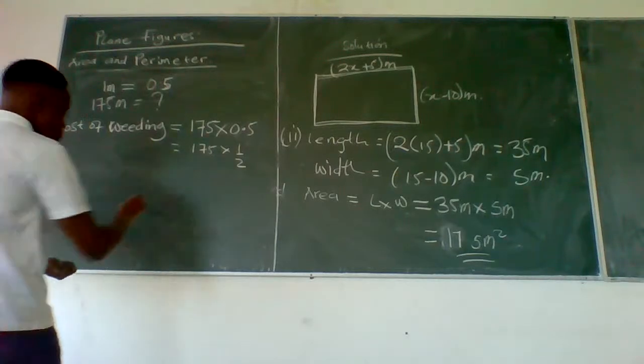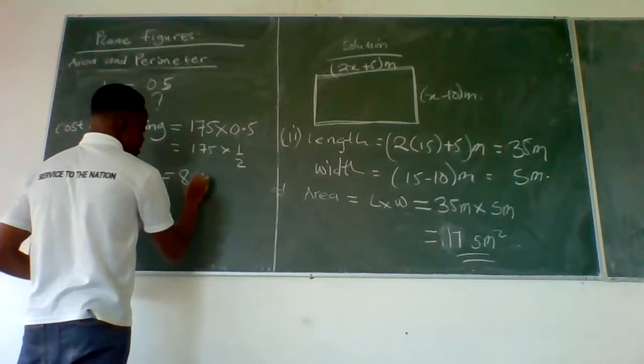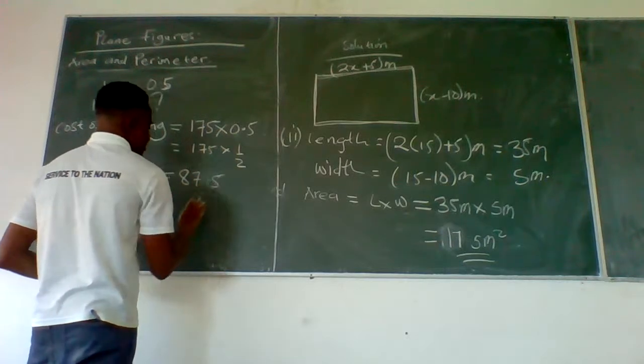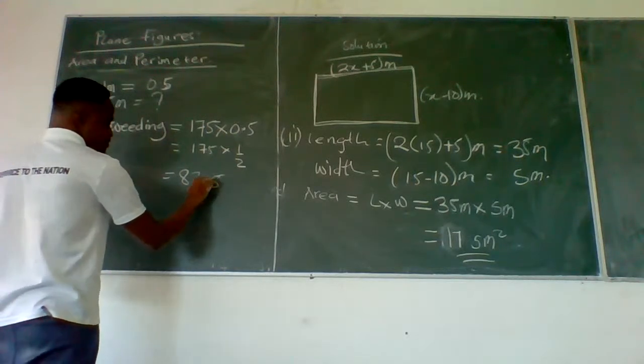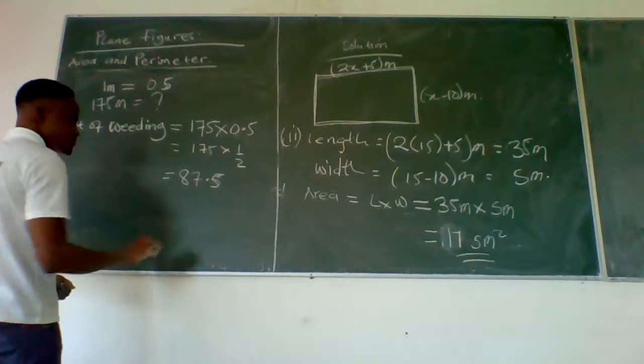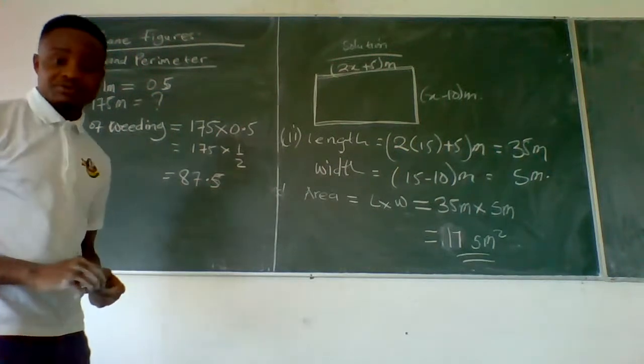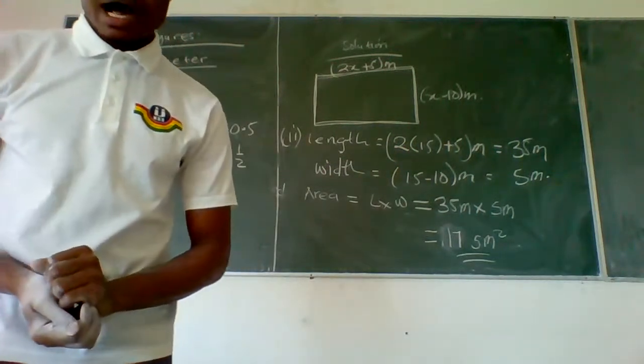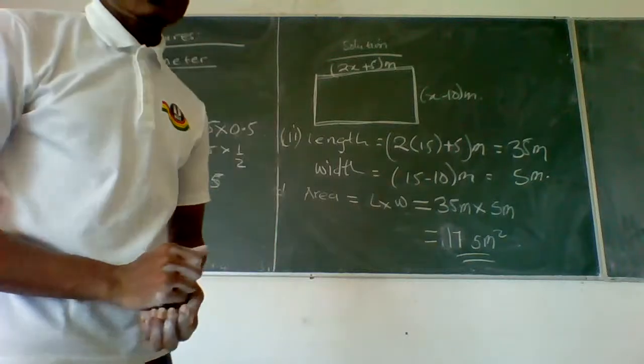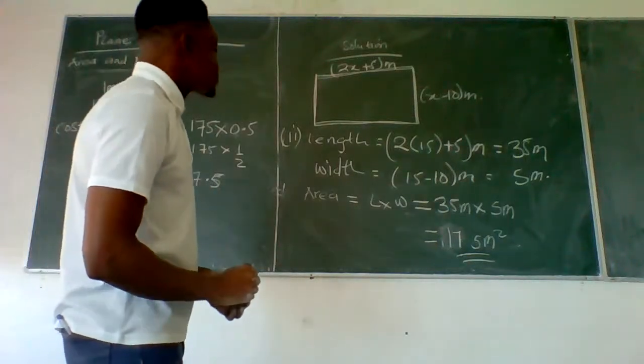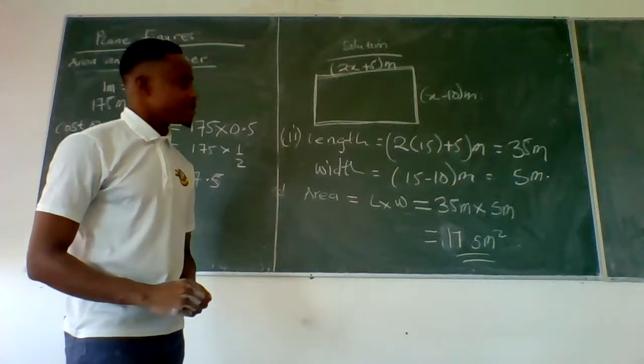So your mom has to pay 87.5 Ghana cedis. That is 87 Ghana cedis, 50 pesewas, if the person is able to clear the land. So this is how sometimes you can use what you are learning in the classroom to solve your daily problems.